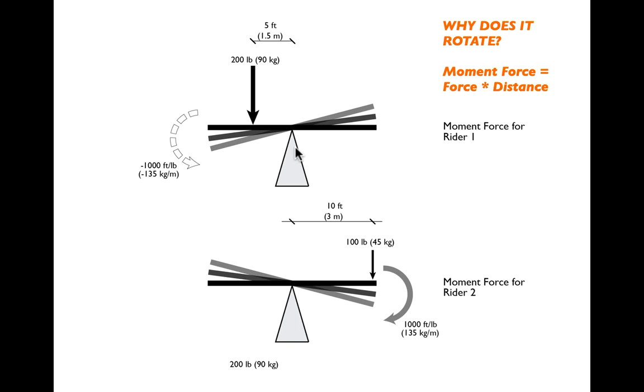Rider number 2 weighs 100 pounds. Her distance from the fulcrum is 10 feet. And so she too is putting 1,000 foot-pounds of moment onto the seesaw, but notice that it's positive. She's going in the opposite direction, clockwise. And so long as these are equal to one another, so long as they're going in opposite directions, we know this from experience, maybe a while ago for some of us, heavier person close to the fulcrum, lighter person farther away from the fulcrum, we can get to a point where the two moments are equal and opposite, and the seesaw will balance perfectly.